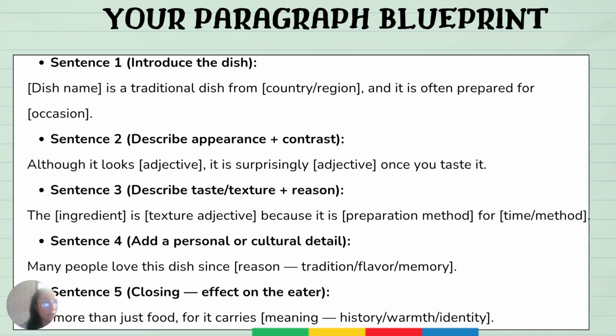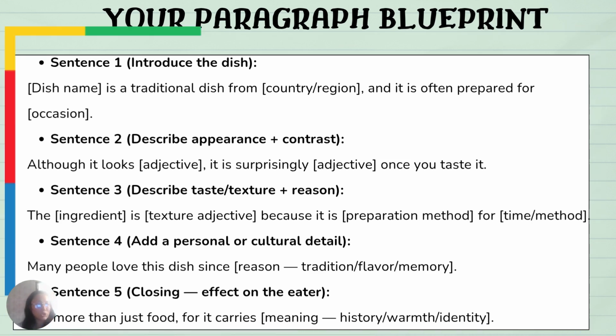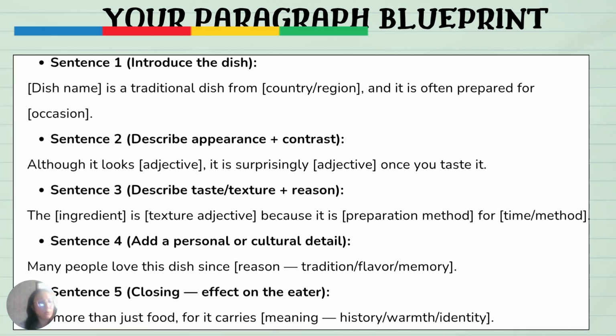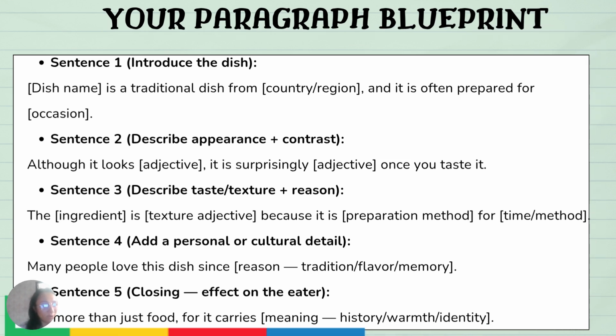And you should finish your paragraph with sentence 5, which is closing your paragraph. An effect on the eater would be a strong closing. It is more than just food, for it carries meaning, history, warmth, identity. It would be nice to continue this for your dish. So, is that frame clear for you? Use that while you're describing a food, all right?